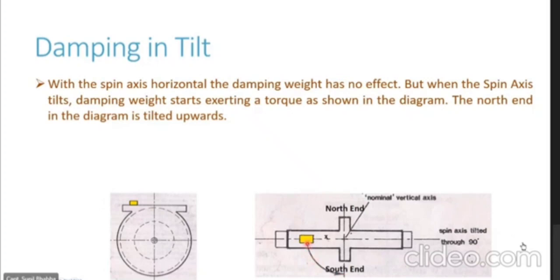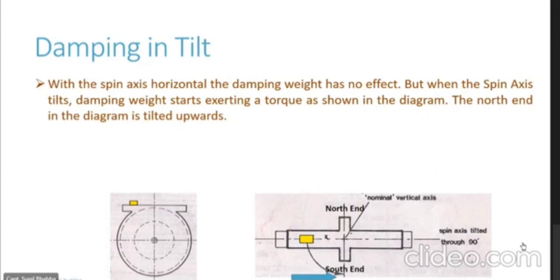So our damping weight, the yellow color weight, being offset to the west, now tries to push the south end downwards. You see, in this particular case, the center of the rotor is here. The left part of the casing becomes heavier because of this weight fitted. The right part of the casing is lighter. So this weight tries to pull down the westerly part of the casing. And if you see its effect on the spin axis, it is trying to push the spin axis in this particular direction. You can see this arrow appearing on the screen now. This is how the damping weight is trying to push the south end of the spin axis.